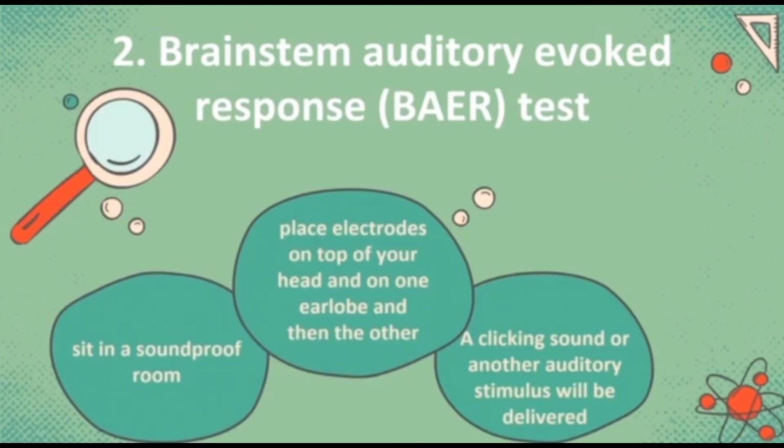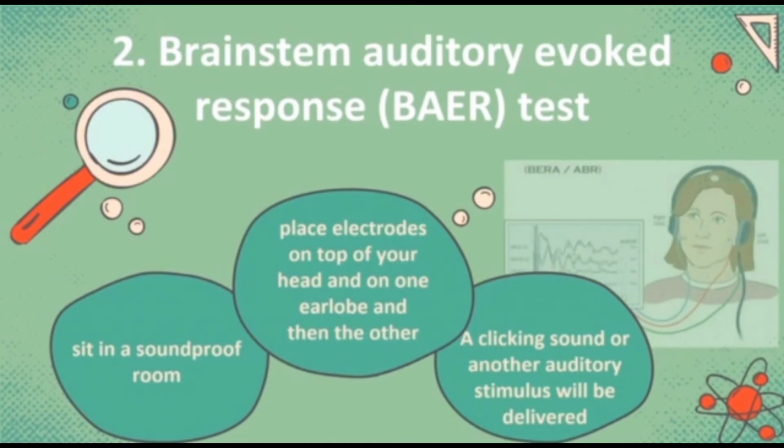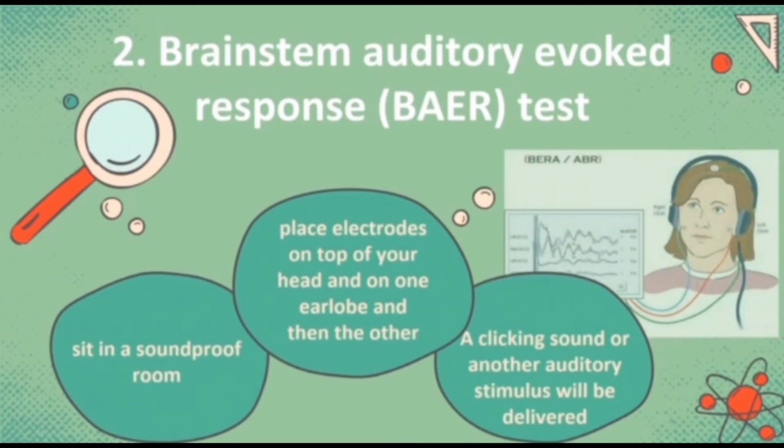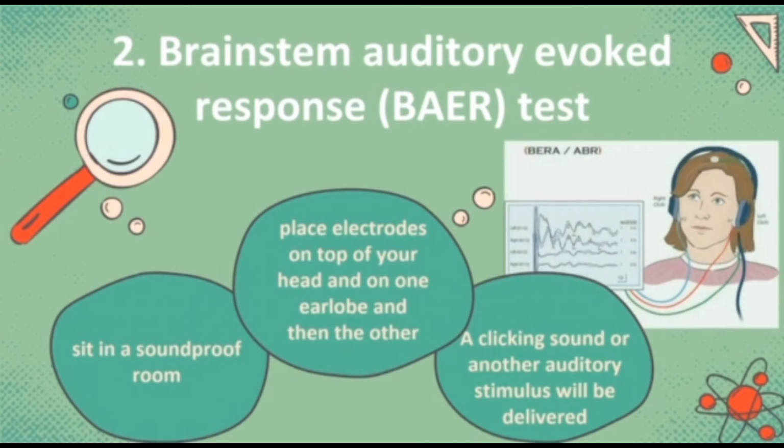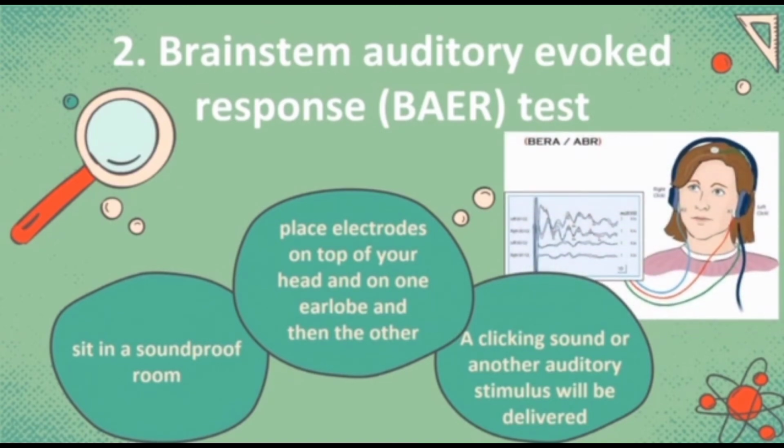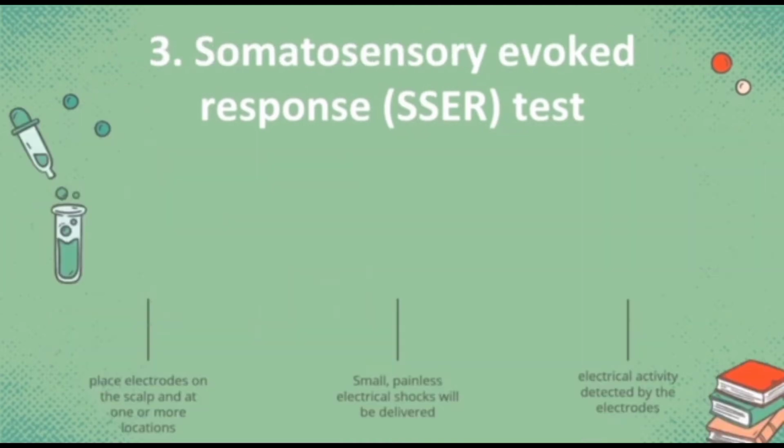Procedure of the brainstem auditory evoked response (BAER) test. First, you will sit in a soundproof room wearing earphones. Second, a healthcare professional will place electrodes on top of your head and on one earlobe and then the other. Third, a clicking sound or another auditory stimulus will be delivered through the earphones.